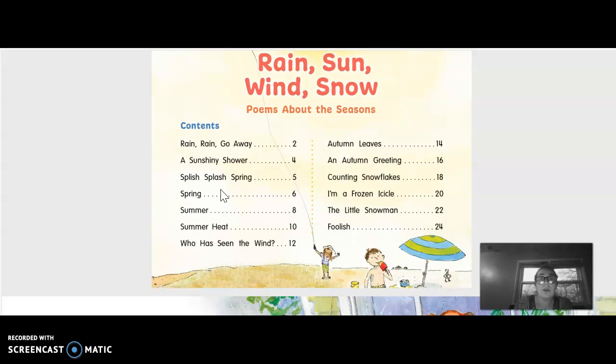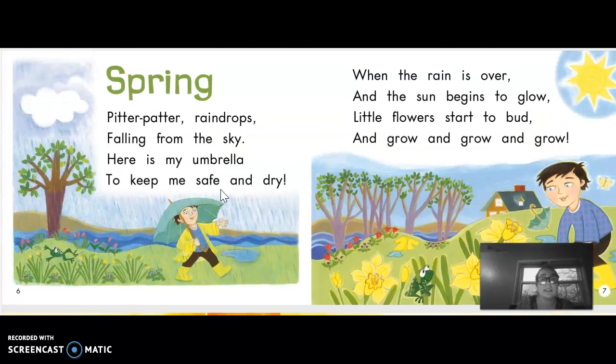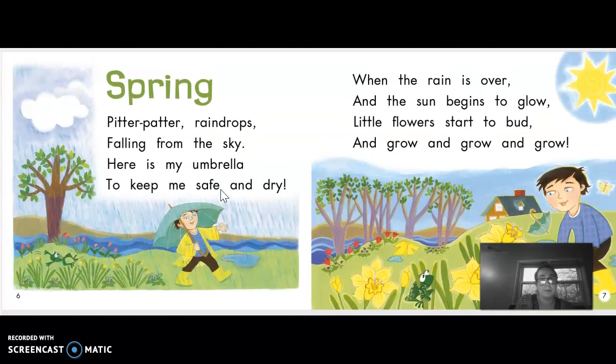So I'm going to read one from each season today. Let's reread Spring from yesterday. Spring. Pitter-patter raindrops falling from the sky. Here is my umbrella to keep me safe and dry. When the rain is over and the sun begins to glow, little flowers start to bud and grow and grow and grow.